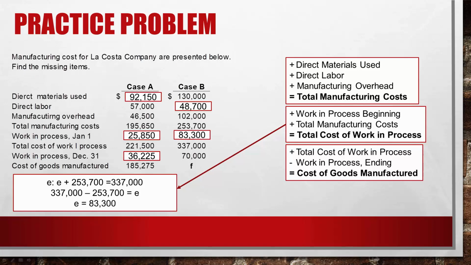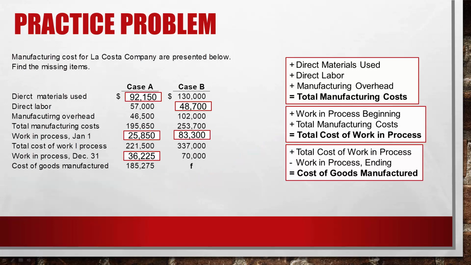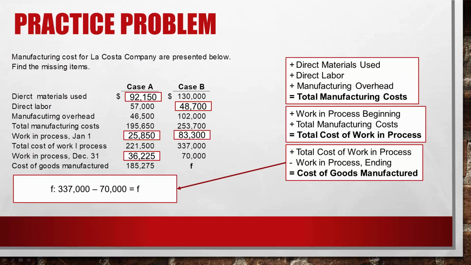And lastly, under case B, we are missing our cost of goods manufactured for F. That's going to be our bottom formula. And it's fairly straightforward. We're going to take our total cost of work in process of $337,000 minus our ending work in process of $70,000, and we can determine then that our cost of goods manufactured is $267,000.